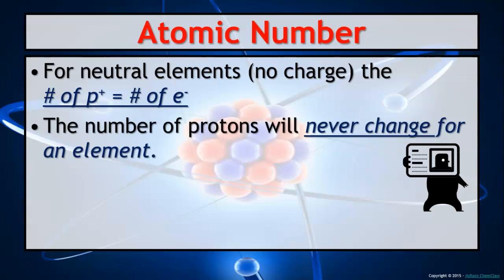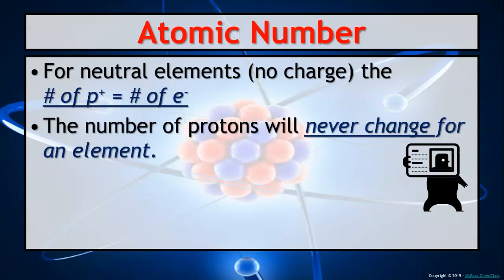Just so you know, the number of protons of an element is never going to change, or at least if it does, it's no longer that element. For instance, if you looked at a periodic table, you would see that zinc has an atomic number of 30. This means that zinc has 30 protons. Always. Every zinc atom in the entire universe has 30 protons, because that's what makes it a zinc atom. That's its identity.